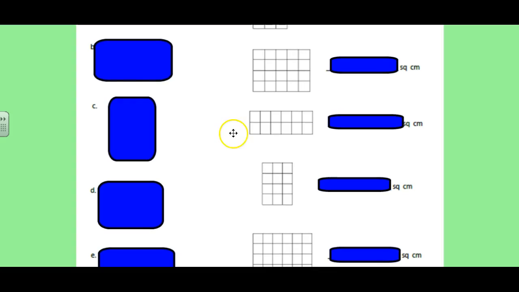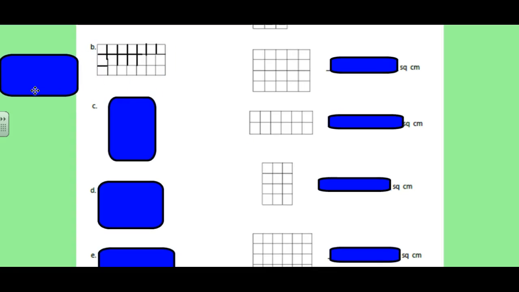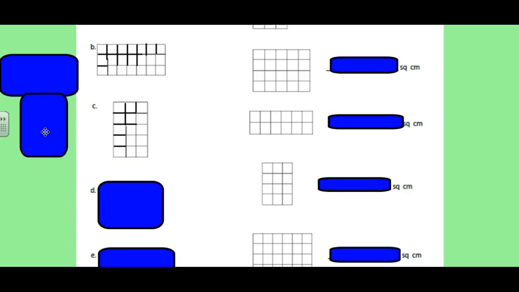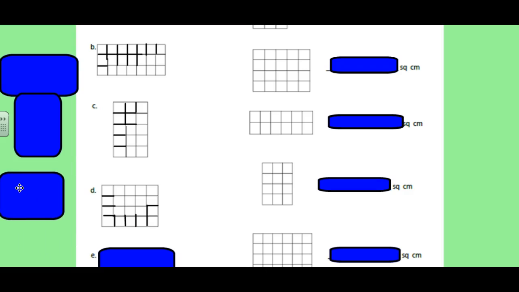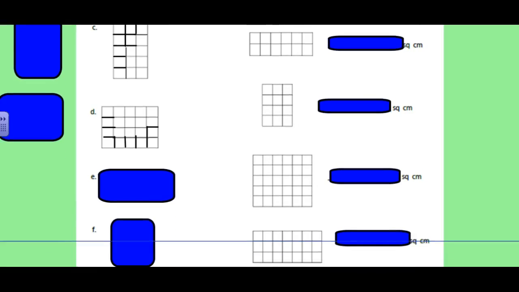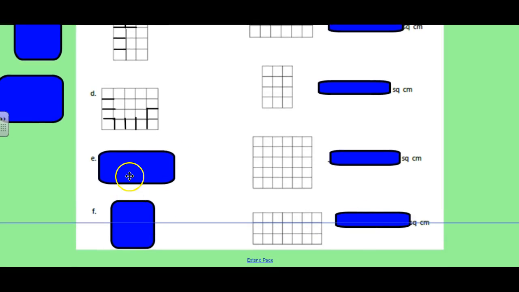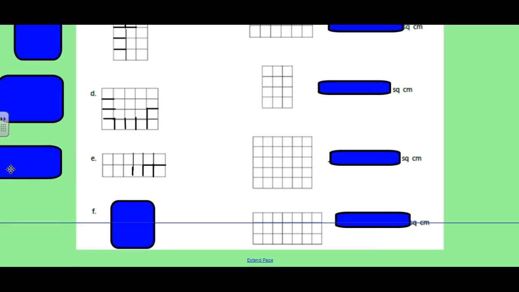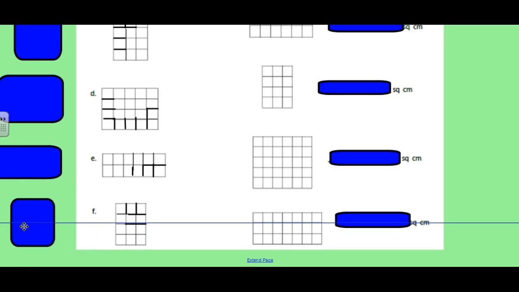Okay, so for rectangle B, it looks similar to what this is. Rectangle C looks like this. Rectangle D like this, and some of my lines are a little off, but the computer wasn't doing exactly what I wanted it to do. And rectangle E looked like this. Rectangle F looked like this.